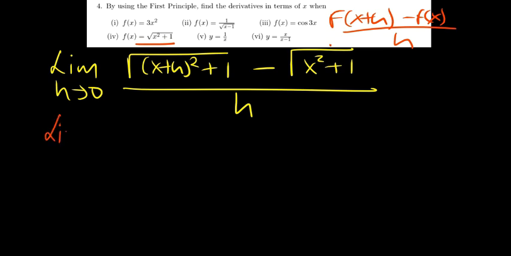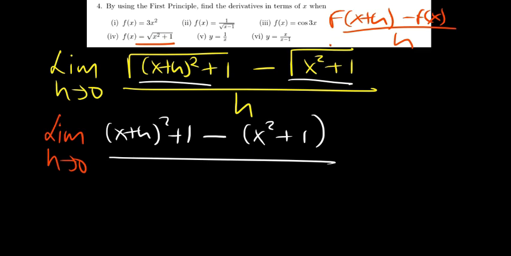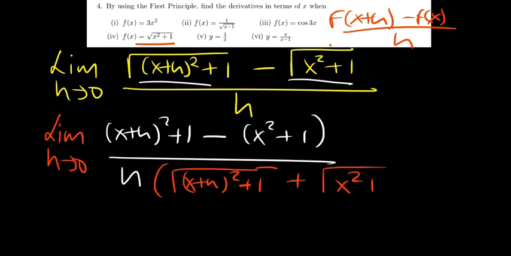That step I'll omit. You know that multiplying by the conjugate implies changing the sign in between. So for the numerator, what's going to disappear will be the square root. We are going to remain with (x plus h) squared plus 1 minus (x squared plus 1), over h. At this point, we had multiplied by the conjugate of the top part, which is the square root of (x plus h) squared plus 1, changing the sign in between, and then the square root of x squared plus 1.